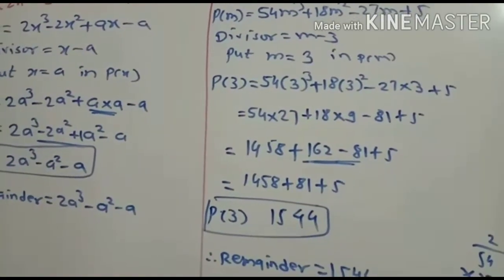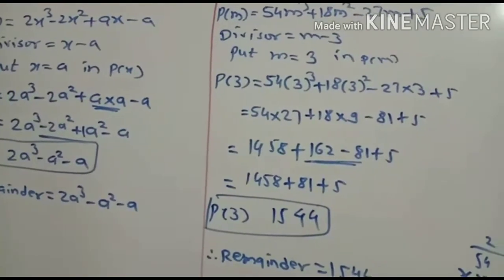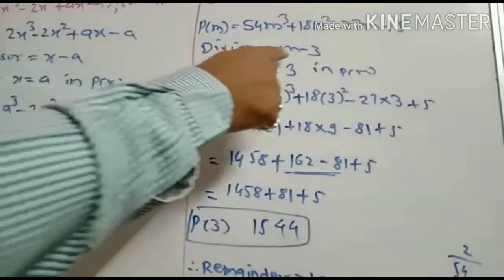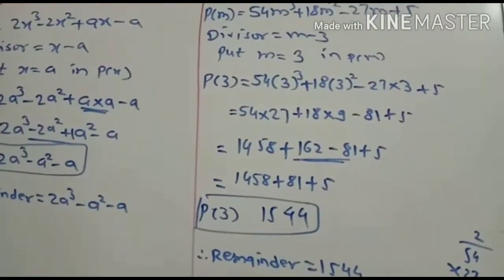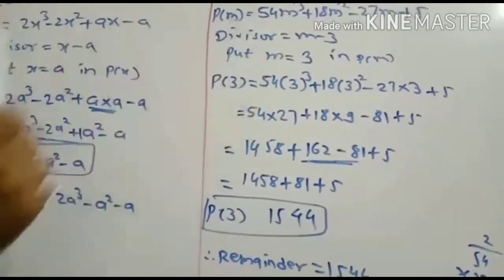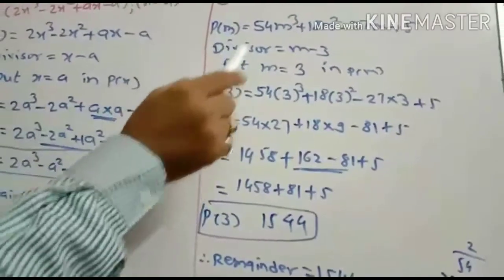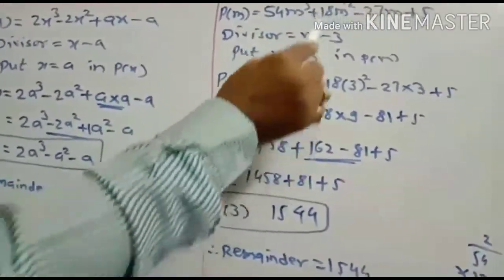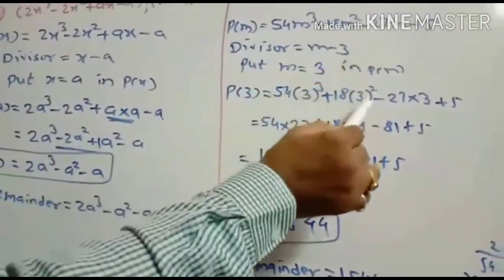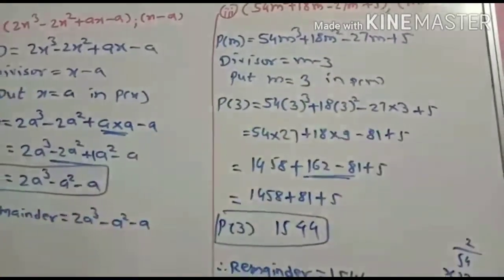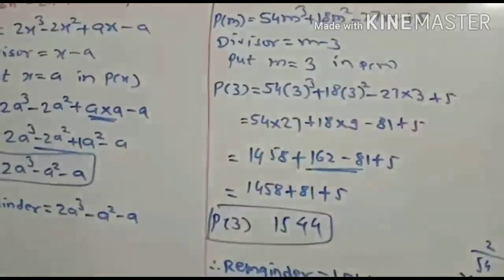Again we take this, P of m is equal to 54m cube plus 18m square minus 27m plus 5. Now the divisor is given, m minus 3, therefore put m is equal to 3 in P of m. Instead of m we put 3. P of 3 is equal to 54 into cube of 3 plus 18 into square of 3 minus 27 into 3 plus 5.